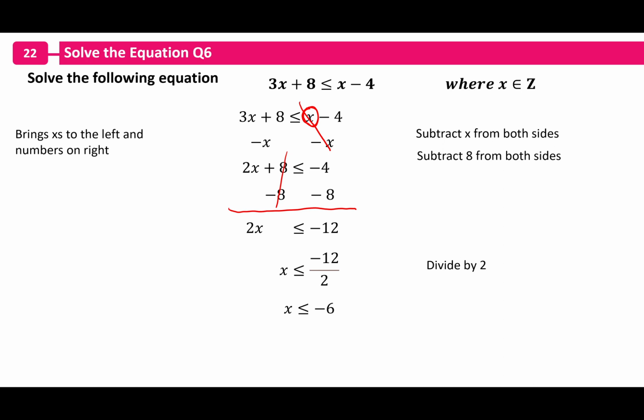Let's show this value on a number line. x is any value that is less than or equal to minus 6, but we're also told that x is an integer. This means that x can only be a whole number. So our range of x's are minus 6, minus 7, minus 8, and then we show an arrow to show that this value continues. Please pause and take down this example.